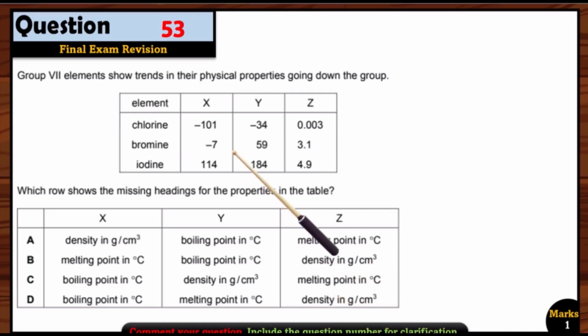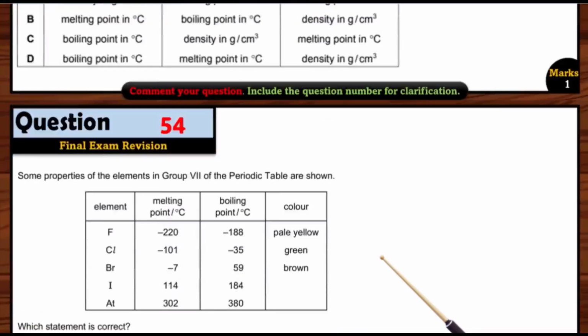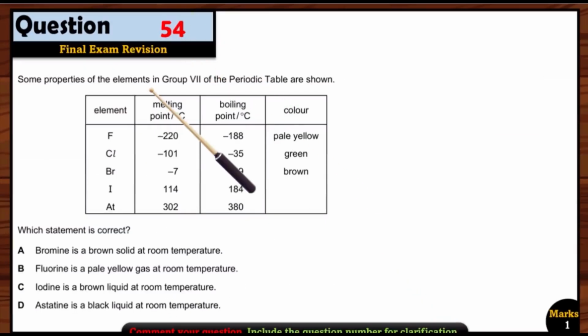Now let's see for melting and boiling point. Of course, the melting point is always lower than the boiling point. So which one is showing the melting point? 101 is lower than minus 34. It means 101 is actually the melting point and minus 34 is the boiling point. So that's why X is the melting point. Okay, Y is the boiling point, right? And then Z is the density. So option B is right here. Question 54. Some properties of the element in group 7 of the periodic table are shown.